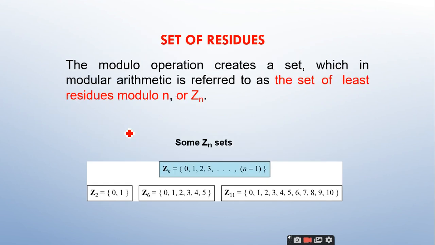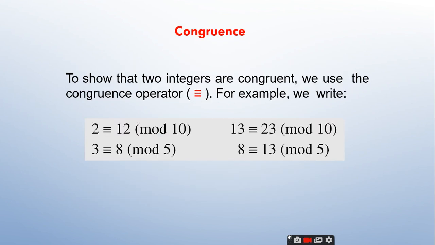After that we saw the set of residues, denoted by Zn, the set of least residues modulo n. It consists of the integers which are less than n, where n is any positive integer. For example, Z2 consists of the integers less than 2, that is 0 and 1. Similarly Z6 consists of the least residues starting from 0 and ending with n minus 1, and Z11 means 0 to 10. We have discussed all these things and are just having a recap of them.